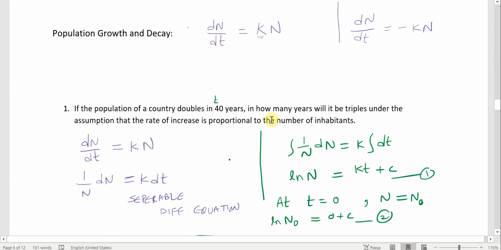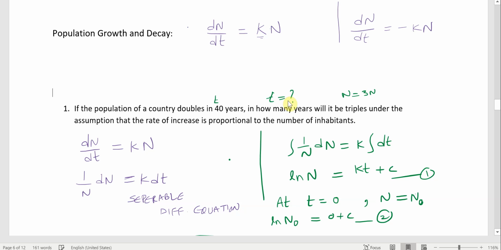This is the expression from which we can find the required data. In how many years? In how many years means time, how much? We need to find time. Will it be triple? That means n will be 3n naught. Triples, that's why 3n naught.